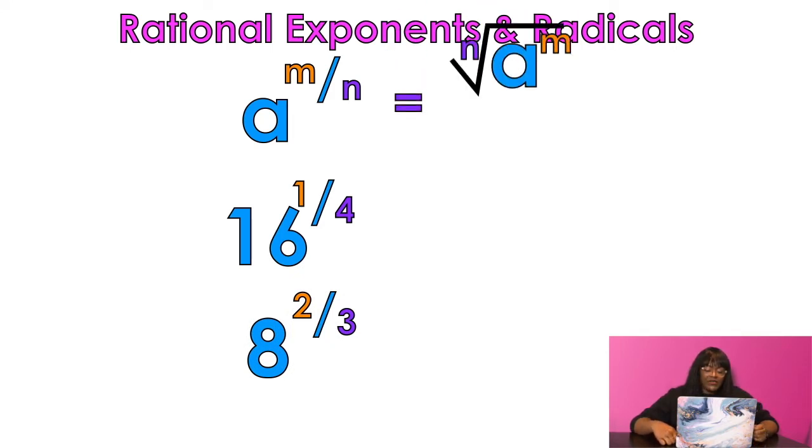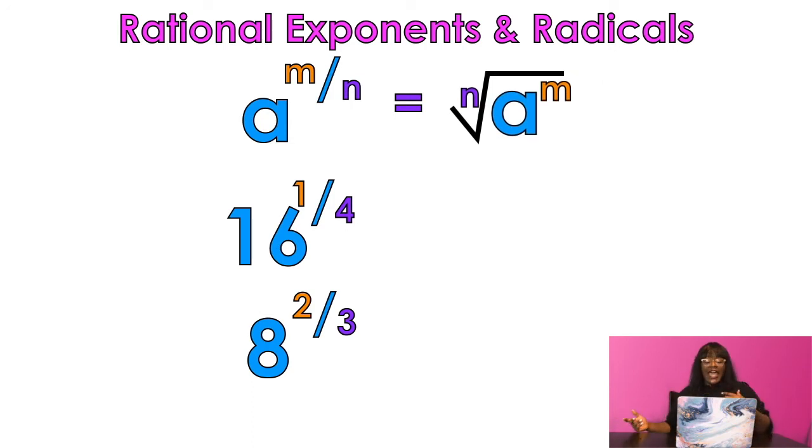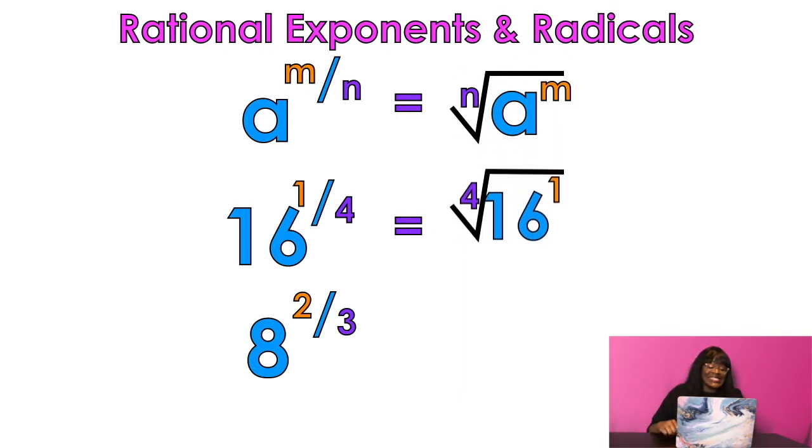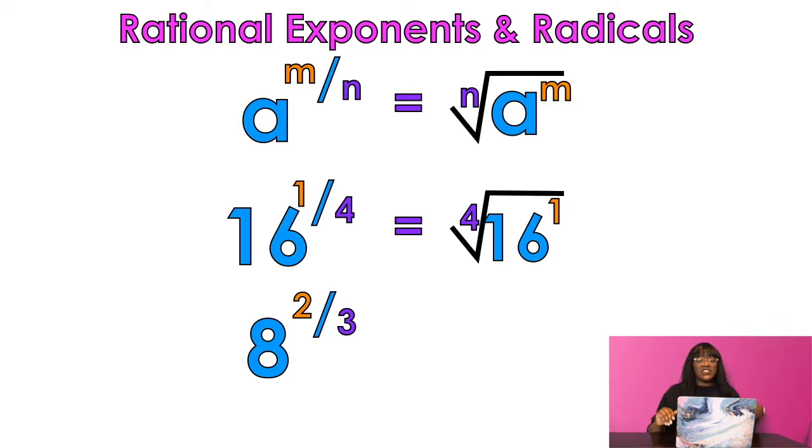We already know that first part. Okay, so using our model at the top there, we're going to change 16 to the 1/4 to be a radical expression. So remember, the denominator of your fraction is going to become your index. So the 4th root of 16 to the 1st power. Do I need that one there, though? Because 16 to the 1st power is just what? 16. But just for the sake of this lesson, I'm going to go ahead and leave it.